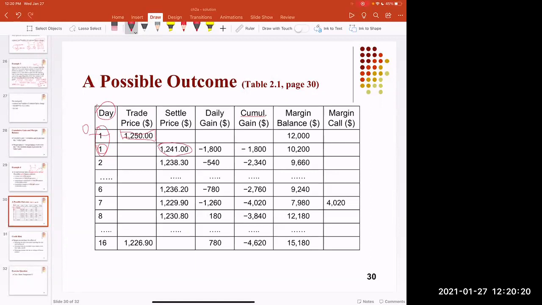1,241. So for day 1, the daily gain is calculated by, can anybody tell me how to get this number? Negative 1,800. Remember, for a long position we calculate the price change, we calculate the profit. This is about the daily gain. You should calculate the daily gain by number of contracts times contract size times price change. And the price change is calculated by P1 minus P0.